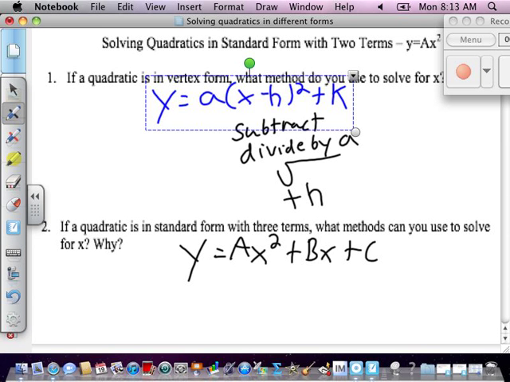What was your last test on? What did you had to do? You had to factor. You guys have to wake up. I know you're tired, but still. We factored.